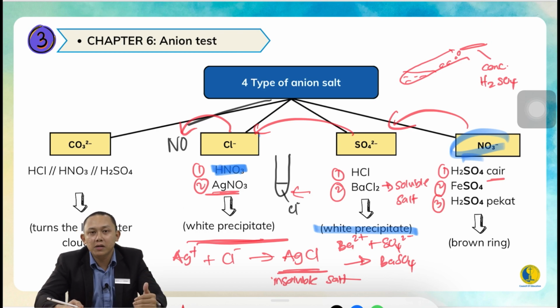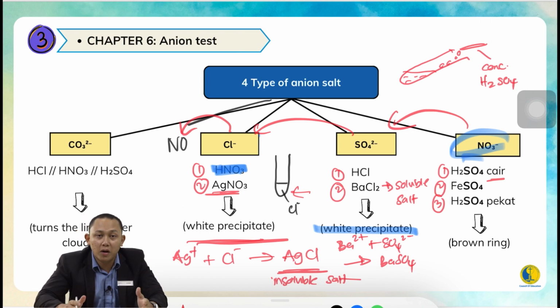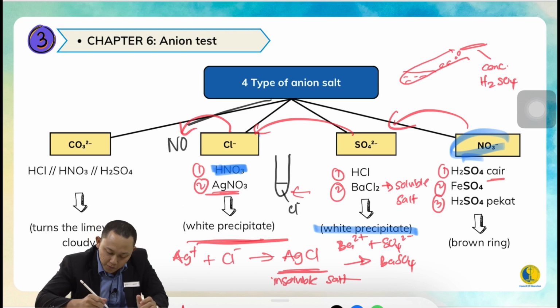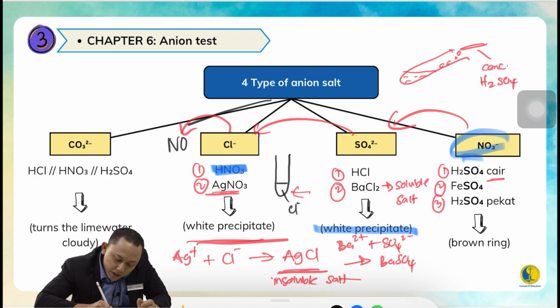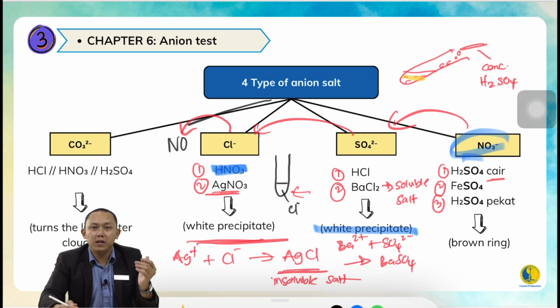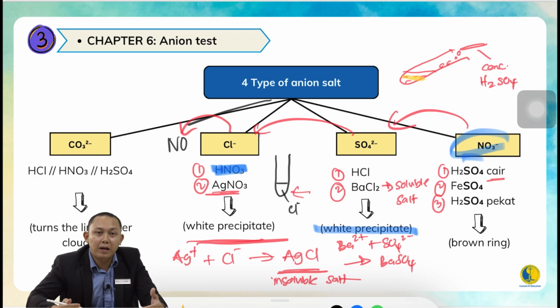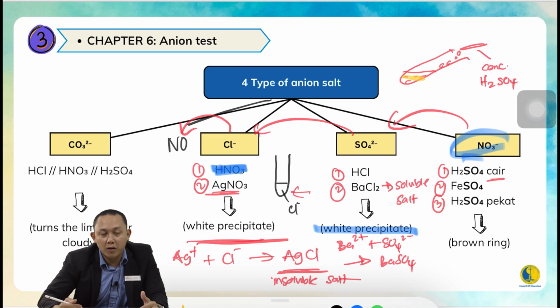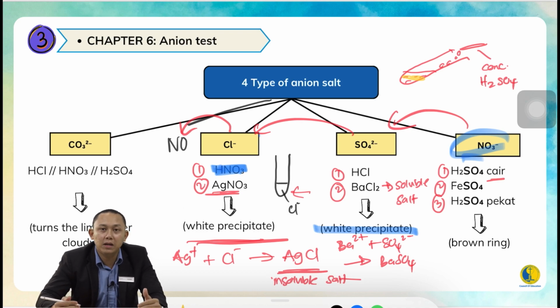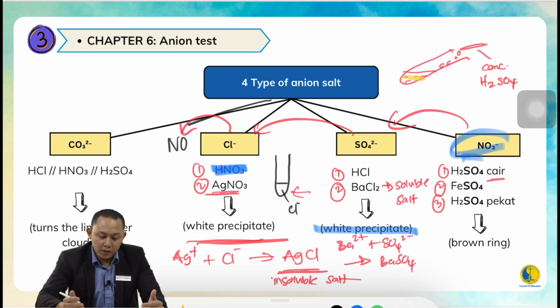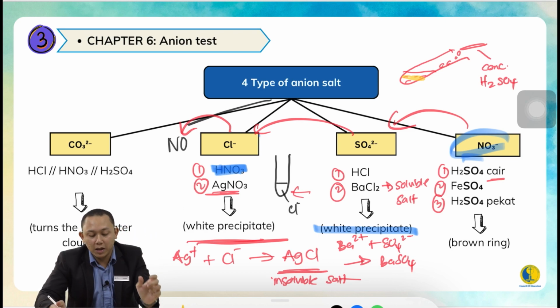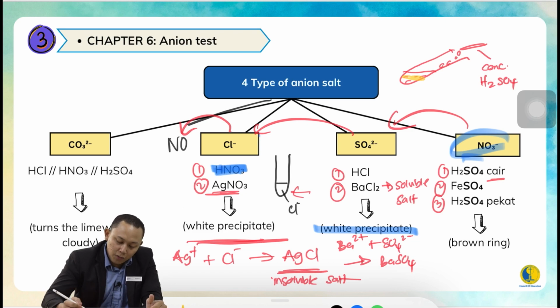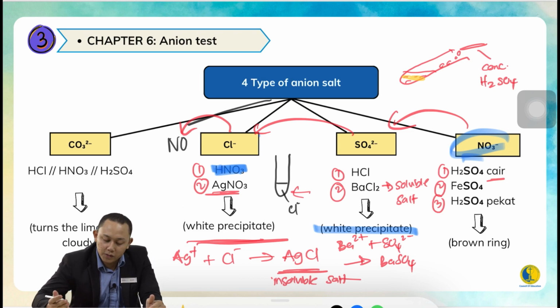When you add the concentrated H2SO4 to the wall of your test tube, you can see the formation of a brown ring. The formation of a brown ring indicates that your unknown salt contains a nitrate ion. So basically only nitrate has one extra step: the formation of the brown ring, and you need to tilt your test tube a bit. Now we have covered chloride, sulfate, and also nitrate.